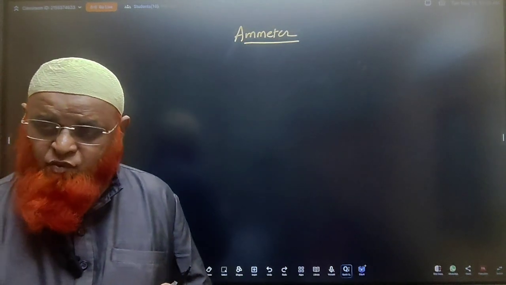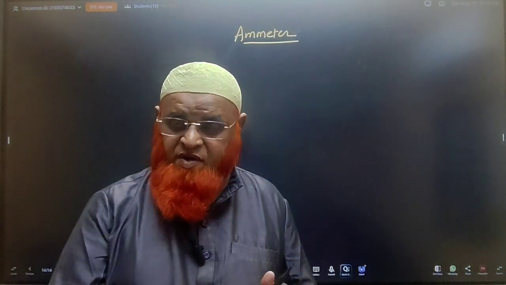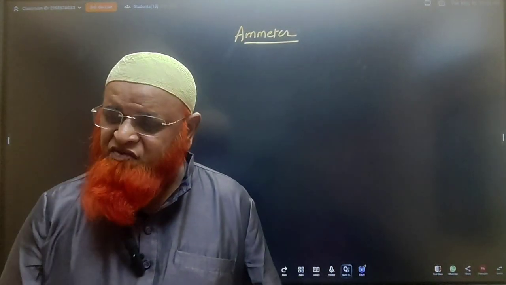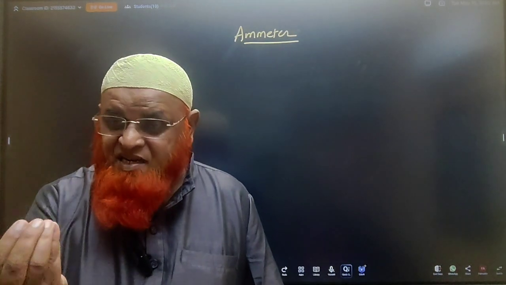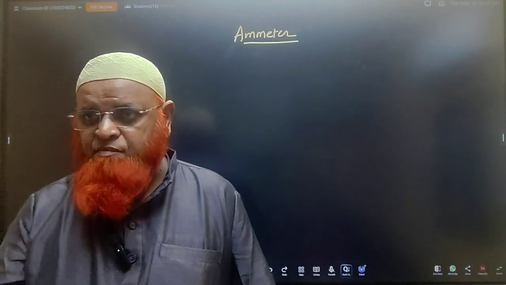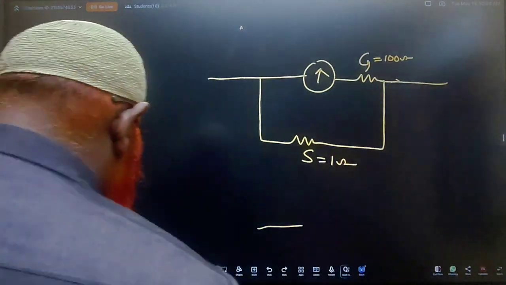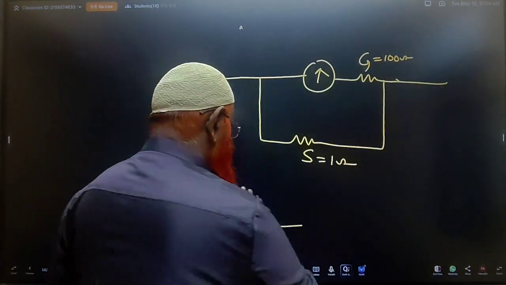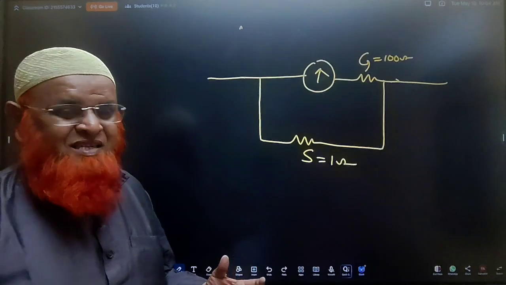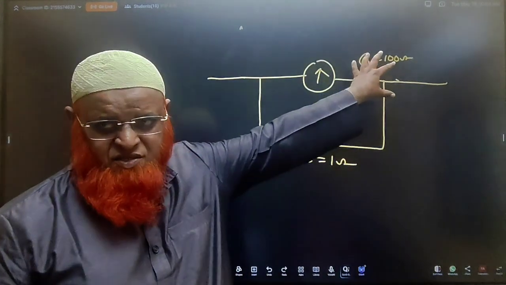What do you use to construct an ammeter? We use a galvanometer. What is the meaning of galvanometer? A galvanometer is a device in which, when the current passes, it will show a deflection. Here, the galvanometer is a device having very high resistance.